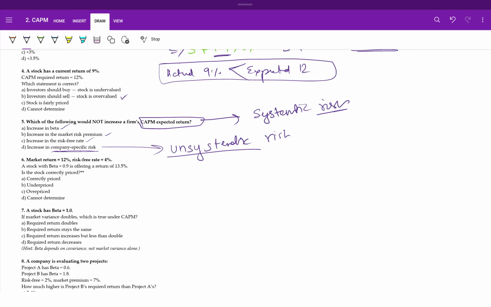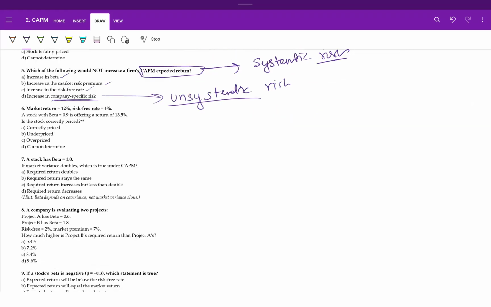Okay, so let's quickly understand question number 6. The market risk premium is 12, the risk-free rate is given, the stock beta is 0.9, offering 13.5. Is the stock correctly priced?